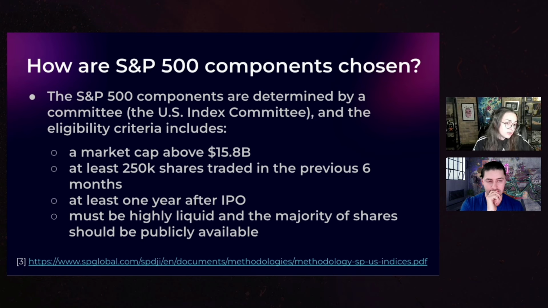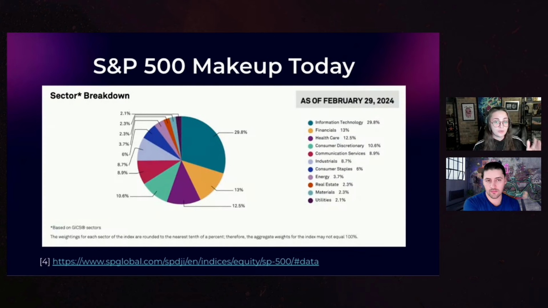Either way, it made me want to look into it a little bit more, and look at how concentrated the index itself is, particularly in the information technology sector. If you look at the makeup today, from February of 2024, the information technology sector makes up about 30% of the index itself. Financials make up 13%, healthcare makes up 12.5%, and consumer discretionary is at 10.6%. And these classifications have criteria you can look into. But when we're thinking about information technology, a lot of the big tech companies that you would think of fall into that category, right?